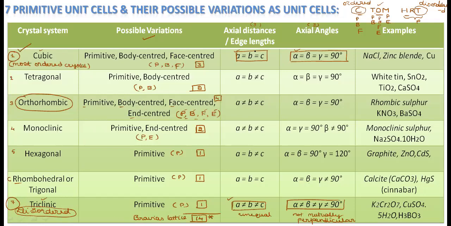Now we'll go with remembering the edge lengths. The most ordered has a, b, c all equal, and the most disordered has a not equal to b not equal to c. For the next one, a equals b, but b is not equal to c. Then for the third one, all are unequal, a not equal to b not equal to c. So first, all are equal; next, a equals b but b is not equal to c; and for the third one, all are unequal.